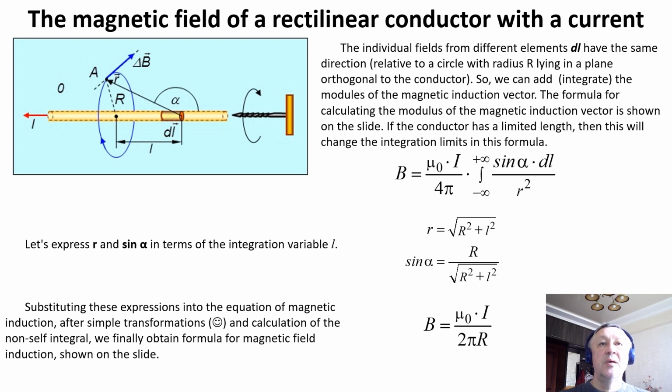Let's express values of r and sine alpha in terms of the integration variable L. We can get these formulas. Substituting these expressions into the equation of magnetic induction, after simple transformations and calculation of the non-self integral, we finally obtain the formula for magnetic field induction shown on this slide.